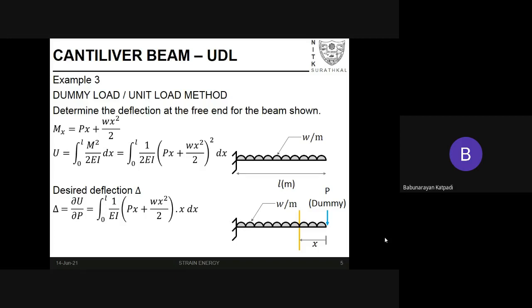We introduce the unit load, it's called the unit load method. To put the value from the dummy load, it's called the dummy load method.